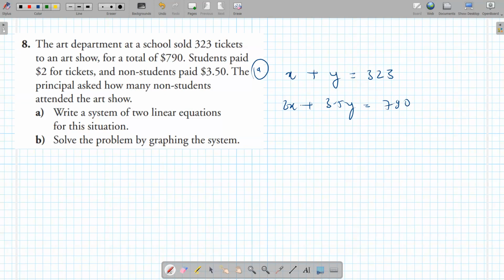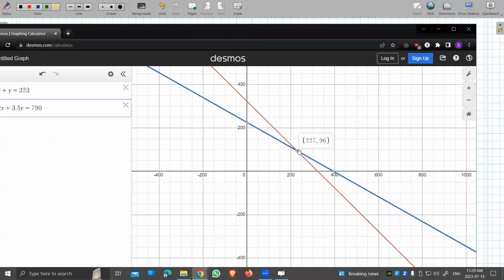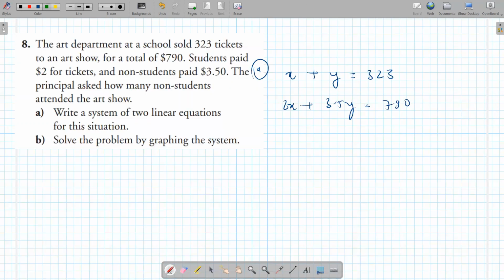This one's going to be very painful because of the 790 there, right? So this one, you can always graph it. And the 323 is also a weird number. So we're not going to do that. I'm just going to show you the answer here really quickly. So the answer to this question is 227 and 96, okay? You graph them and you find the POI. But usually what happens is questions like these, it's not easy to graph. So you're gonna double check your answer by doing this algebraically.